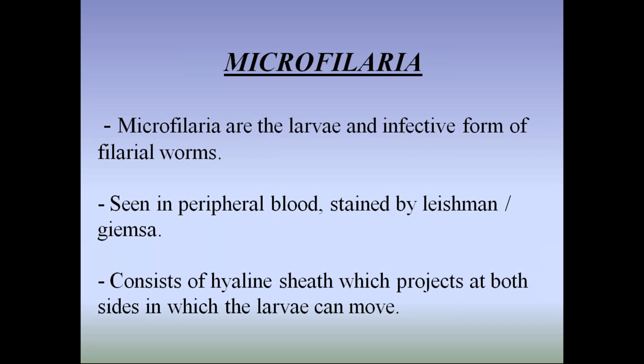The adult worms are located in the lymphatic vessels, lymphatic system and lymph nodes of the human. The worms are long, slender, white thread-like structures. The adult worm size is about 4 centimeters. And there are both male and female worms.